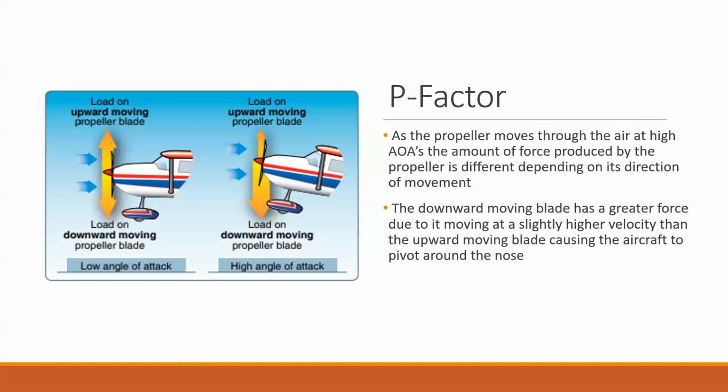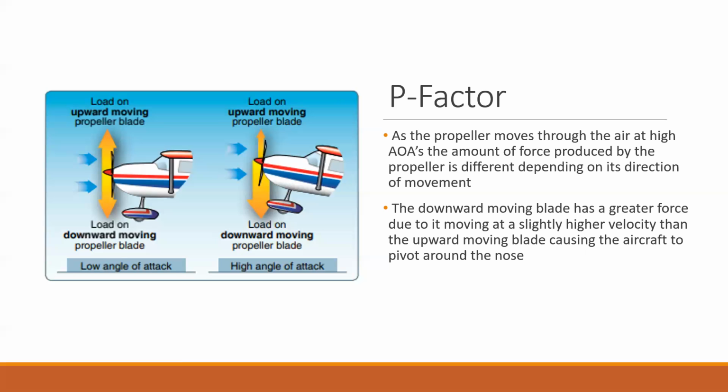Then the last one we're going to talk about here is the P factor. So P factor is this tendency for the propeller to create different amounts of force depending on whether the propeller is moving up or down. The reason for this is kind of complicated, but basically you can think about it like the propeller on the upward stroke has to carve through new air, if you want to think about it like that.